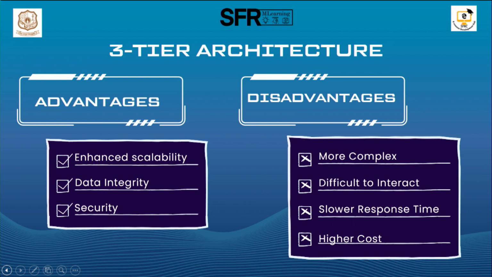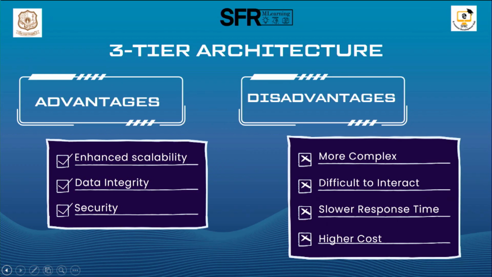The first one is that it is more complex. Yes, it is more complex in comparison to 2-tier architecture. As we can see, in 2-tier architecture, we do not have any application on the server, and in 3-tier architecture, we need an application on the server side also. That will be the middle layer. The communication points are also doubled in 3-tier architecture. The next disadvantage is that it is difficult to interact, because it becomes difficult for interaction to take place due to the presence of the middle layer.